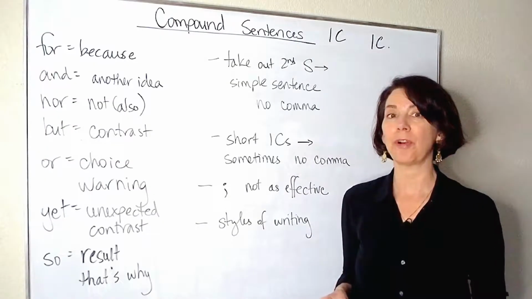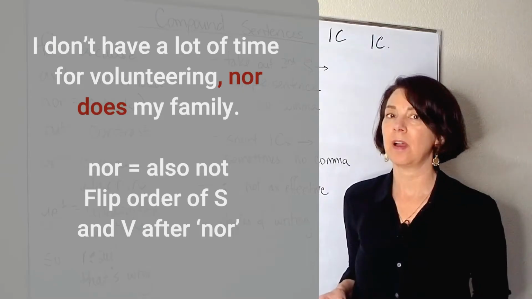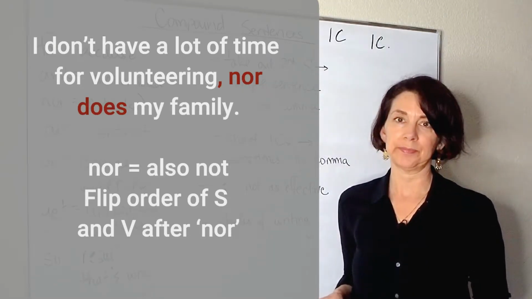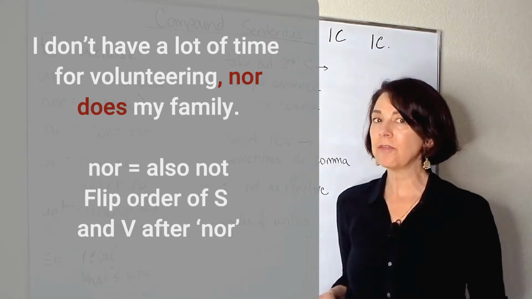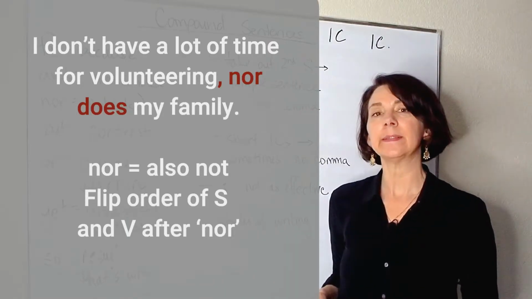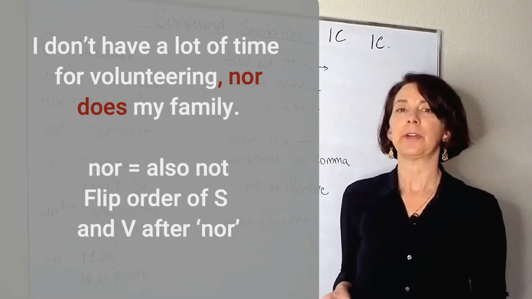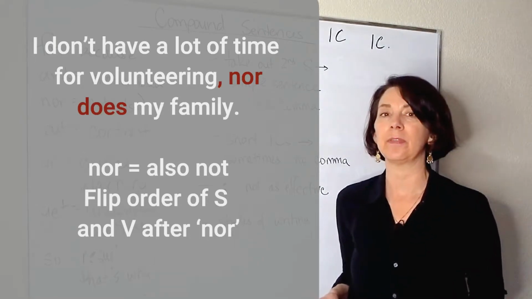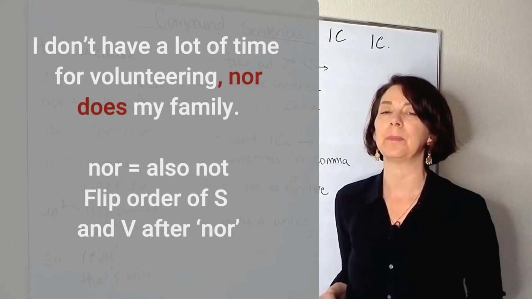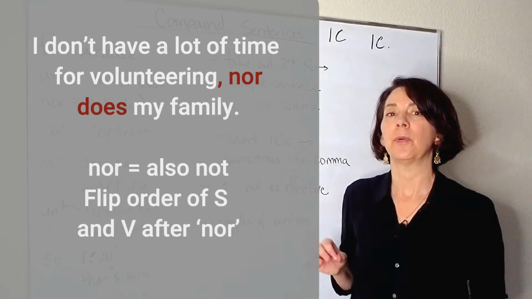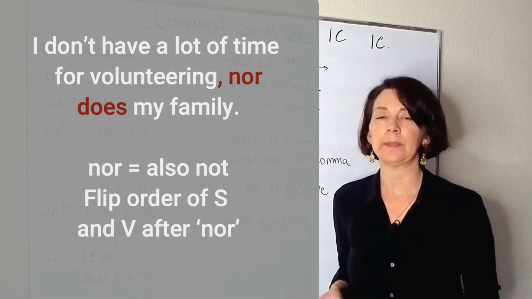Next, nor. I don't have a lot of time for volunteering, nor does my family. So this is not very common, but it is a possible construction. With nor, we're going to flip the order of the subject and the verb, but with the verb, we have to insert the helping verb. Nor does my family.